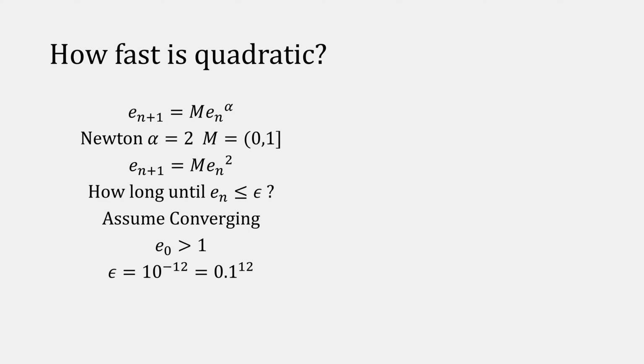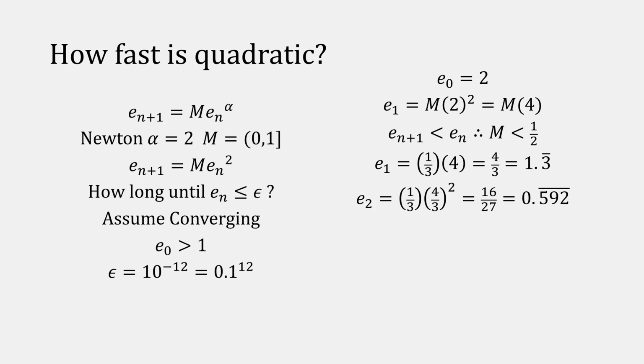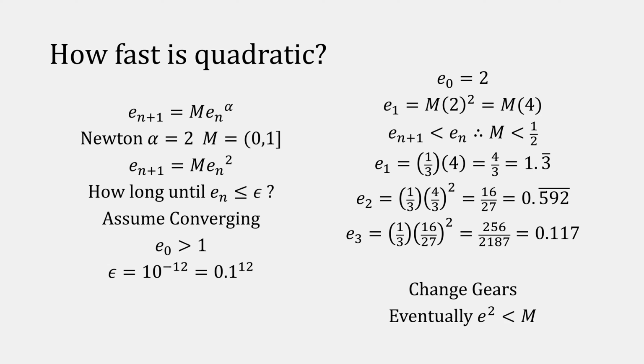For the sake of argument, let's just say that our first error is 2. This means our next error would be m times 2 squared, or m times 4. We made the assumption that our method was converging though. This would mean that our next error should be smaller than our last one, which would make m less than a half in order for this to be true. Let's use m of a third, giving us our next error of 1.3 repeating. Let's then use that same a third times 4/3 squared to give us our next error of 16/27, and so on and so forth. After some time though, we'll need to change gears because our error squared is going to matter a lot more than our value for m.